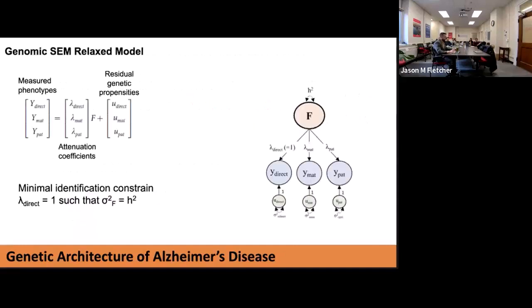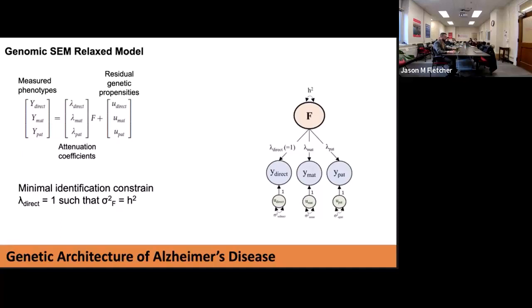So in this paper, we developed and validated a multivariate model using genomic SEM that directly estimates the appropriate correction empirically from the GWAS and direct GWAS summary statistics in order to produce unbiased estimates of SNP heritability and also of individual SNP effects. So our multivariate model, as represented in this path diagram, integrates data from 3 sources. So we have direct GWAS, maternal GWAS, and paternal GWAS.